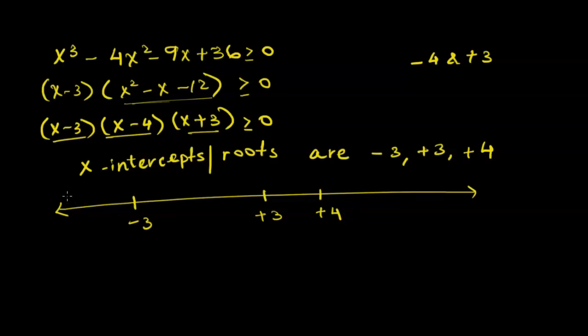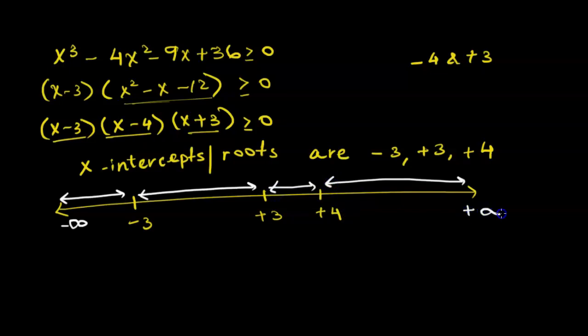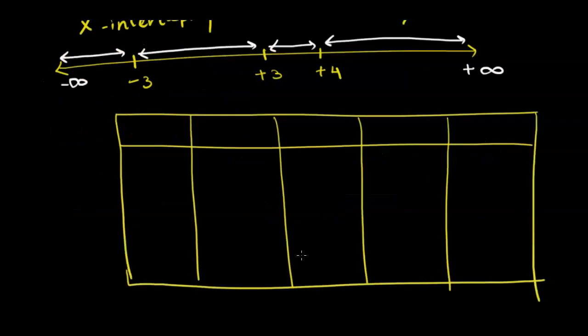Now how do we select the intervals? Roots are going to represent the interval change points. So the first interval is going to be from negative infinity to negative 3. The next interval is from negative 3 to positive 3. After that is positive 3 to positive 4. And the last interval is positive 4 to positive infinity. And this is how we create a table.